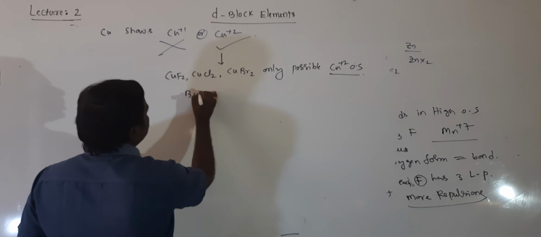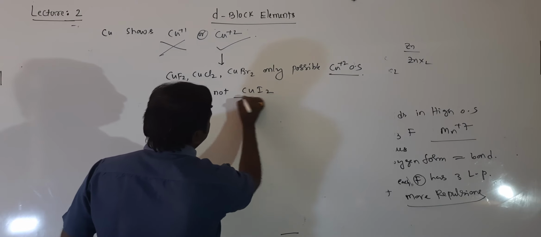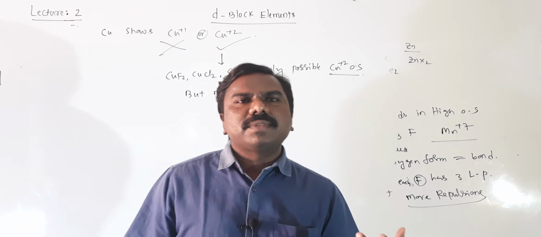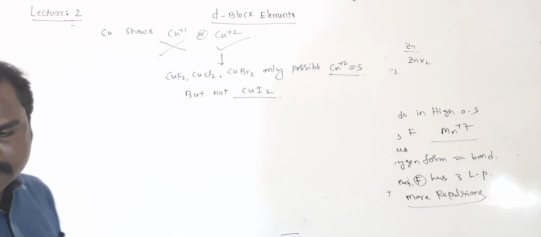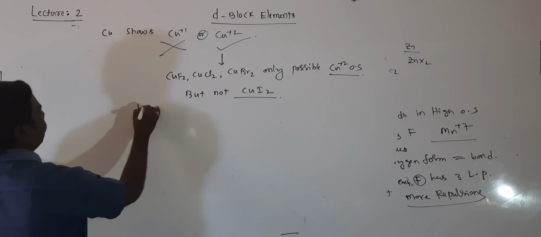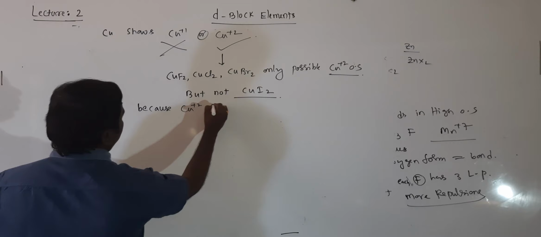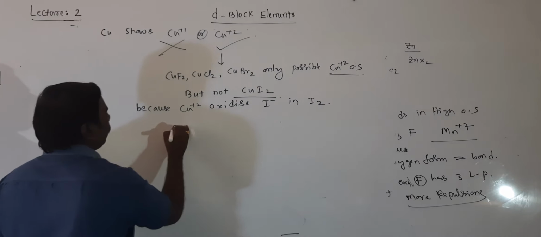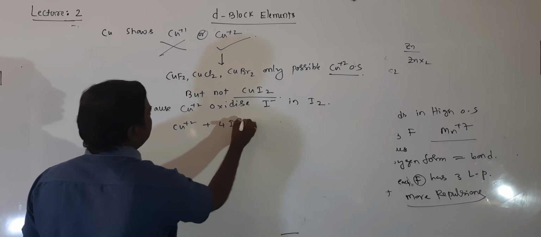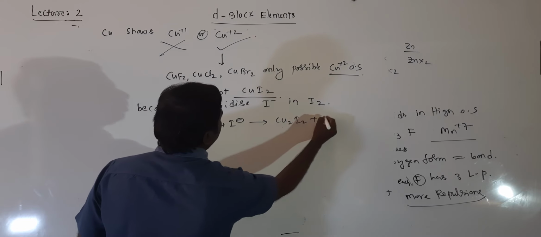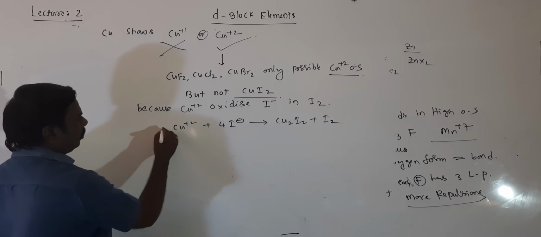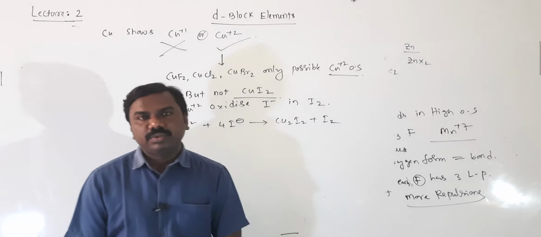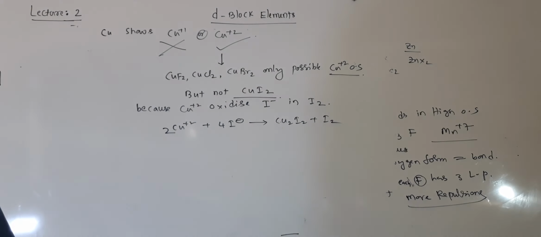So it is not CuI2, because I minus when treated with Cu plus 2 becomes I2, but not CuI2. The reason is Cu plus 2 oxidizes I minus into I2. It means 2Cu plus 2 plus 4I minus gives rise to Cu2I2 plus I2. So here 2 moles you have to take. I minus is converted into I2 only, but not CuI2, because Cu plus 2 is more stable than this one.